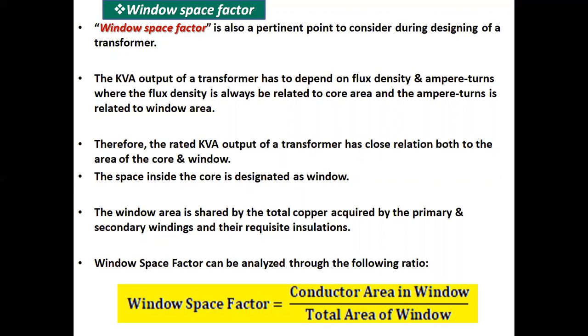The space inside the core is designated as the window. The window area is shared by the total copper required by the primary and secondary windings and their requisite insulations. Window space factor can be analyzed through the following ratio: window space factor equals conductor area in window divided by total area of window.